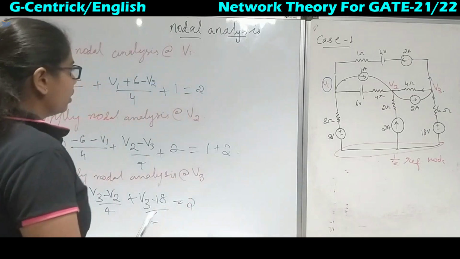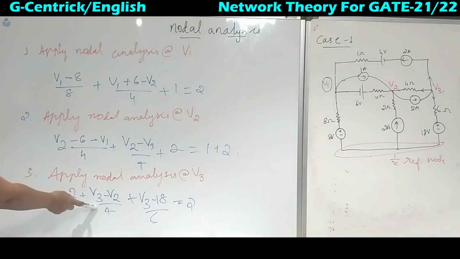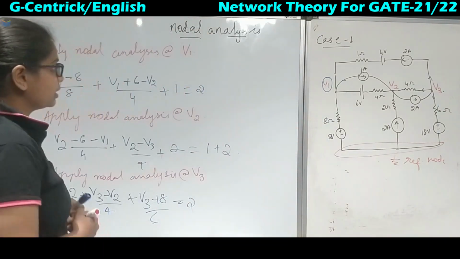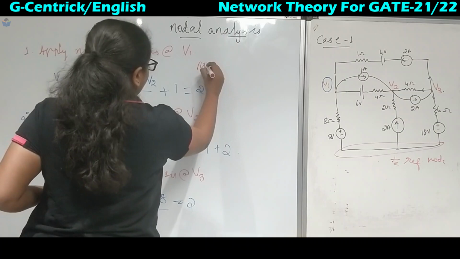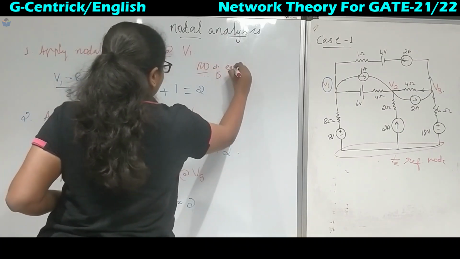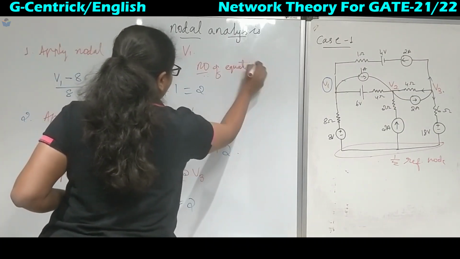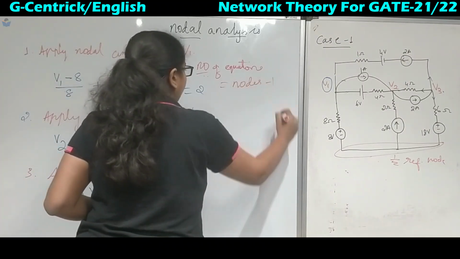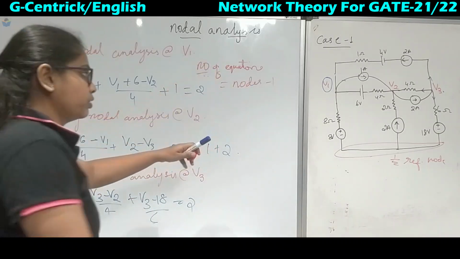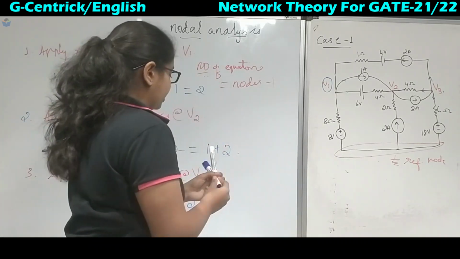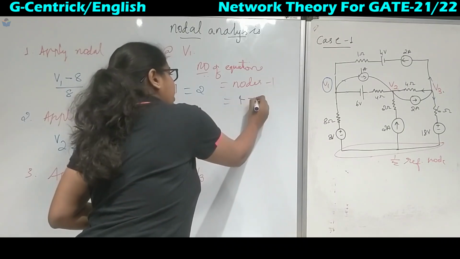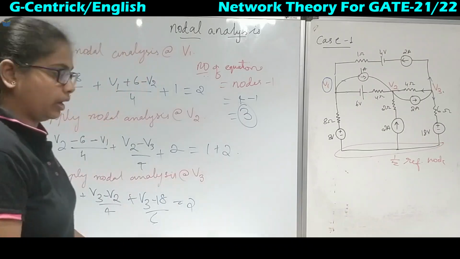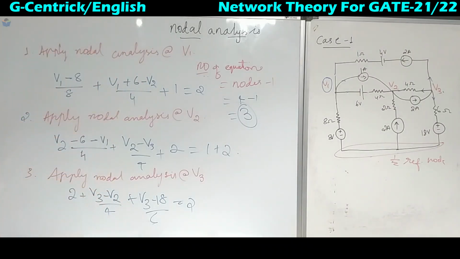Now you see that there are 3 equations. But how many nodes do we have? 4 nodes. So this is an important formula: the number of equations will always be nodes minus 1. Here there are 4 nodes, and minus 1, so the number of equations will be 3. So 1, 2 and 3 equations.